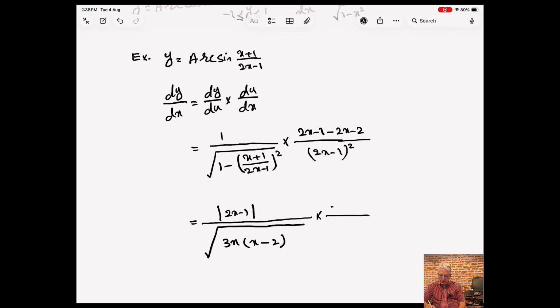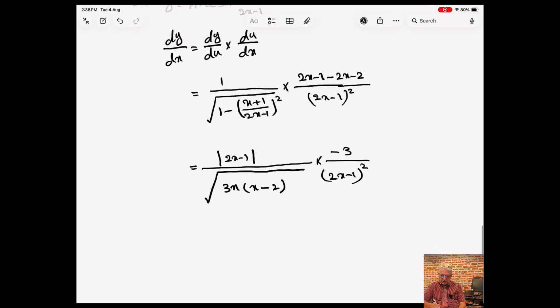And this will be negative 3 over 2x minus 1 square, which this can cancel this, therefore 1 will remain here. Therefore you are having negative 3 divided by absolute value of 2x minus 1 times the square root of 3x times x minus 2. That is the simplest form you can look at this.